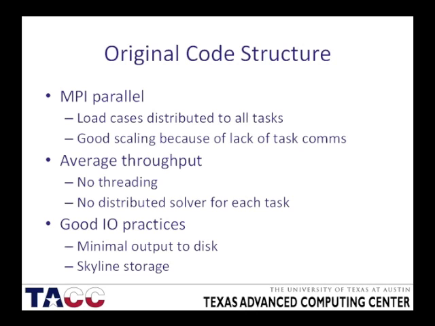The average throughput was actually surprisingly good for a custom solver that was handmade, but it did not have any possibility of speeding up because it had no threading. It didn't have any distributed solver for each set of loads. So it clearly needed a little bit of a refresher.